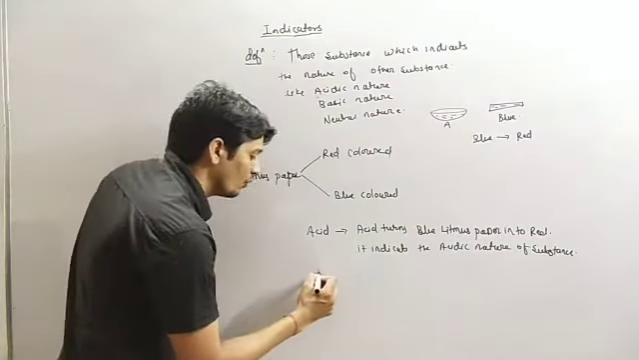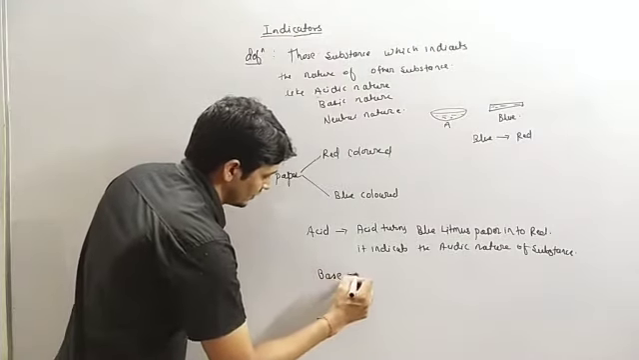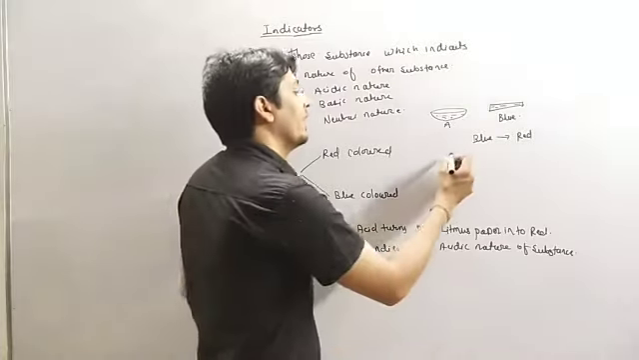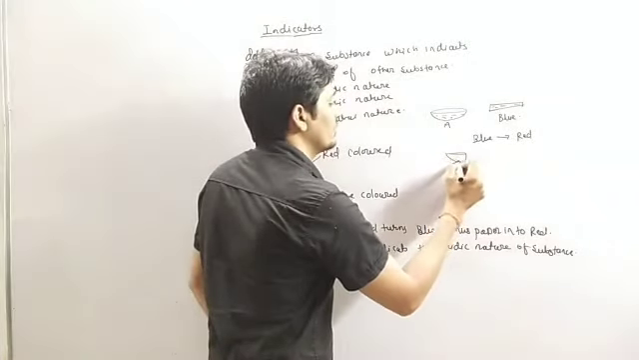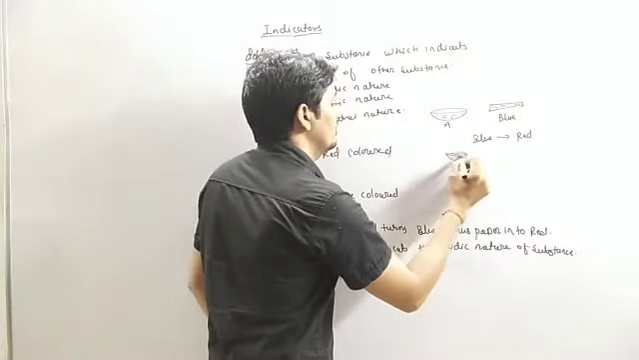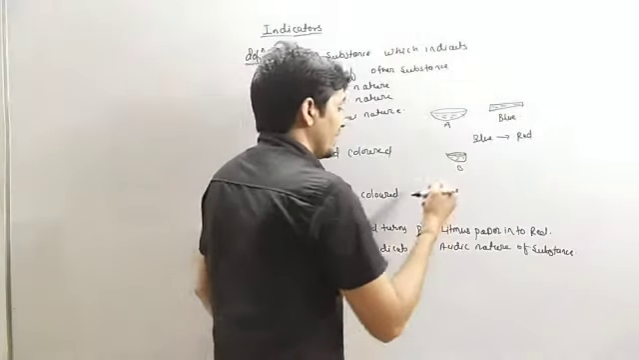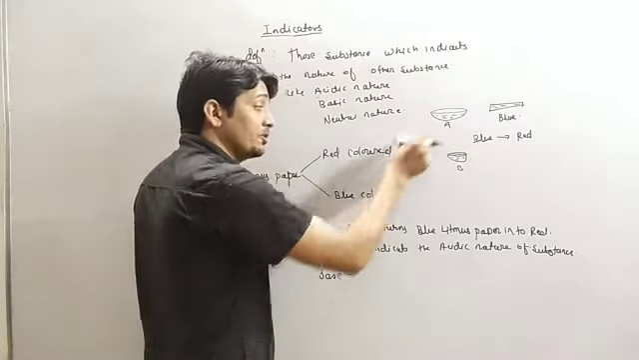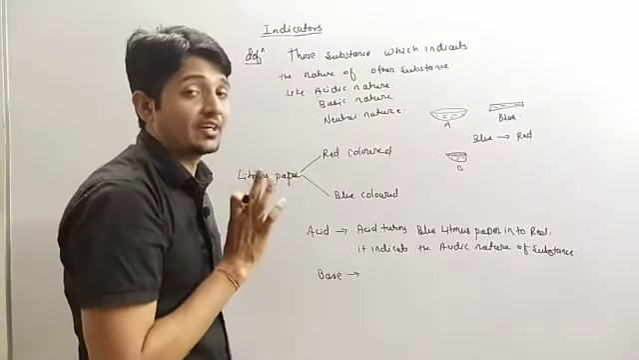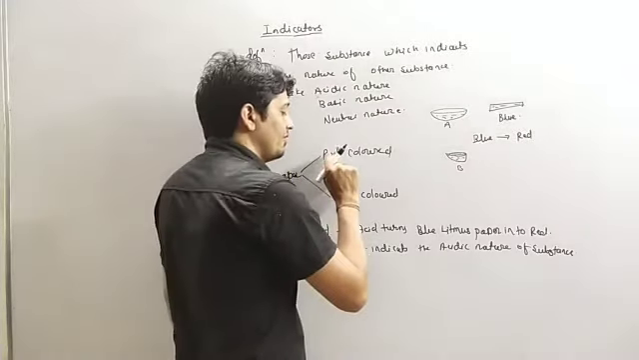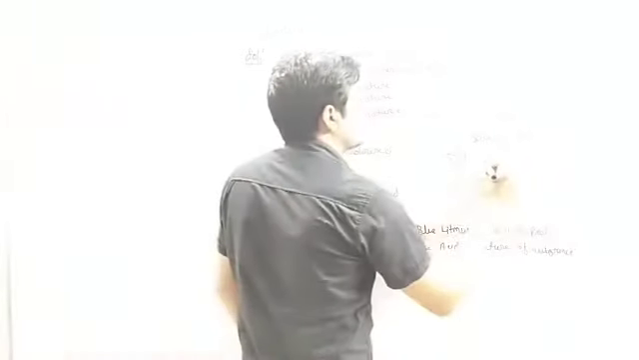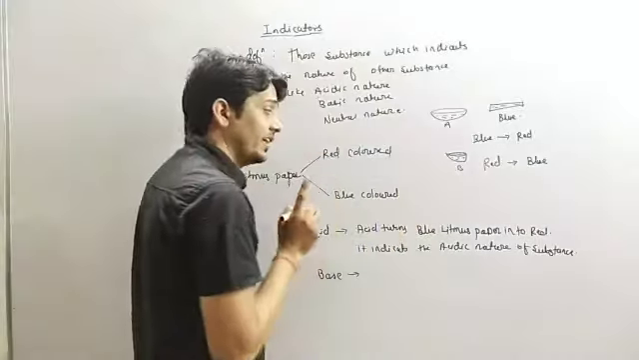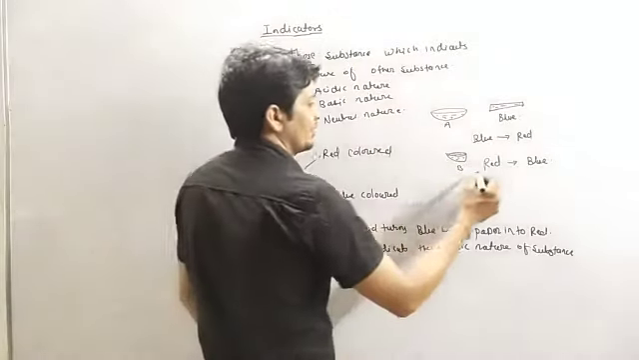Okay, now for base. Suppose we have another sample of substance called B. This is A and this is B. If we dip the blue litmus paper, there is no change in color. But when we dip the red litmus paper, it will turn into blue. It indicates that the substance is basic in nature. So this is the litmus paper.